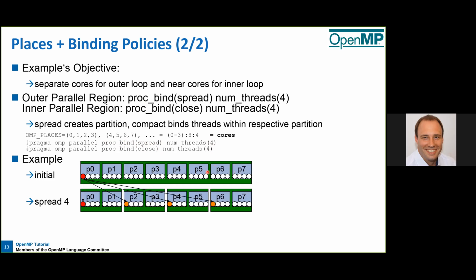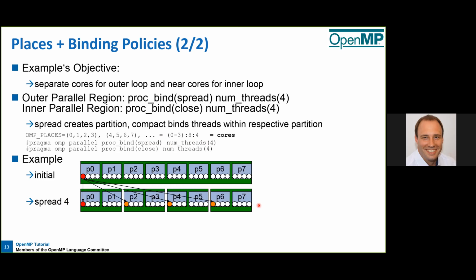And because we said OMP places equals cores, the 8 cores directly represent the 8 places. If proc bind is enabled, the thread affinity is enabled by either using the OMP proc bind environment variable or the proc bind clause, and the first thread will be bound to place 0. And then we have the spread, this proc bind here at the outer parallel region with 4 threads. And the spread will evenly spread the threads among the places in the system.